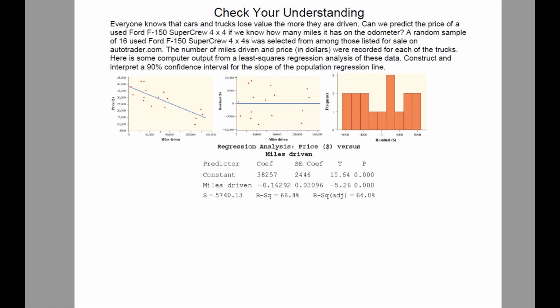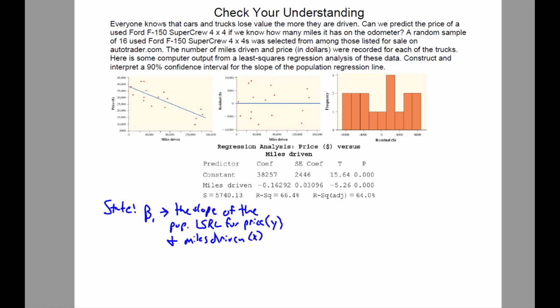So let's start out with this. We were talking about dealing with the state, so we need to state this information out. For the state part, we want to talk about big B subscript 1. Reading through this problem, it's talking about the slope of the population least squares regression line for price, Y, and miles driven, okay? So again, that's the slope of the population least squares regression line for the price, in this case Y, and the miles driven, which is represented by your X, okay?